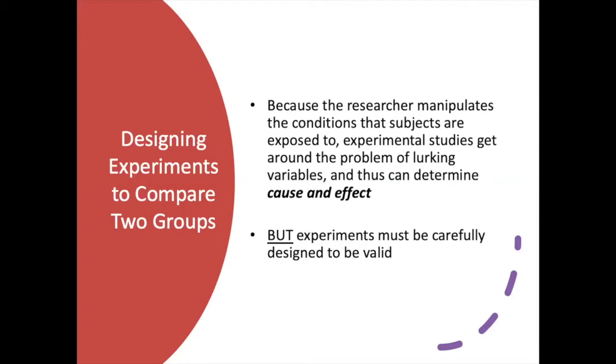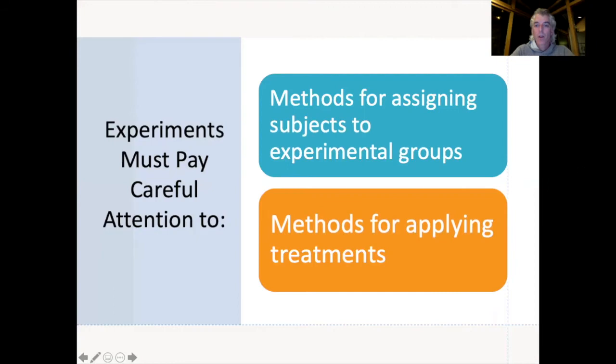But if we want to use experiments to be able to tell the difference between correlation and causation, we need to design our experiments carefully. When designing experiments, there are two important things that we need to pay attention to. First of all, we need to pay attention to how we assign subjects to our experimental groups. And second, we need to pay attention to the methods that we use for applying our treatments.